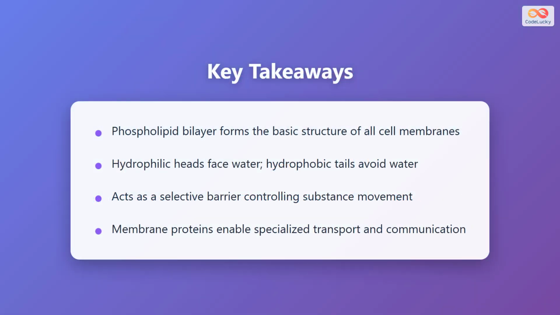Let's review the most important concepts. The phospholipid bilayer forms the basic structure of all cell membranes, with its unique arrangement of hydrophilic heads facing water and hydrophobic tails avoiding it. This structure acts as a selective barrier, controlling the movement of substances in and out of cells. Finally, membrane proteins embedded in the bilayer enable specialized transport and communication functions that are essential for cell survival. Understanding the cell membrane is fundamental to understanding how all cells function and maintain life.